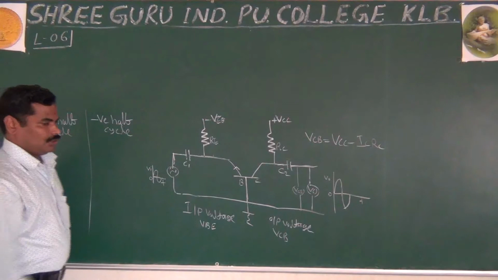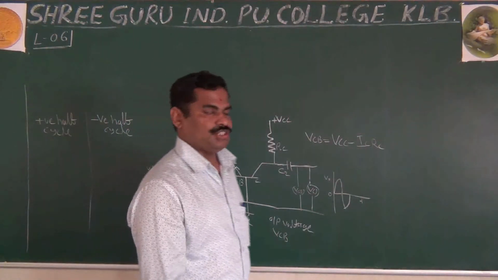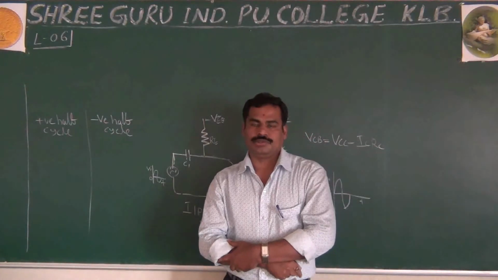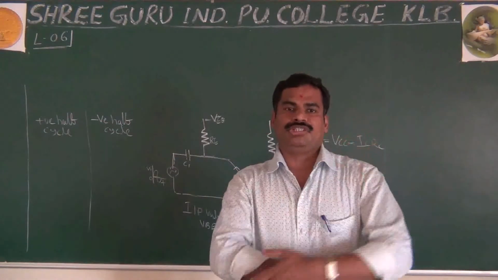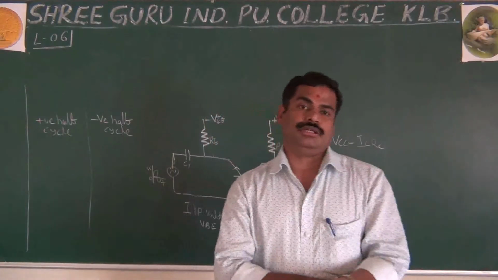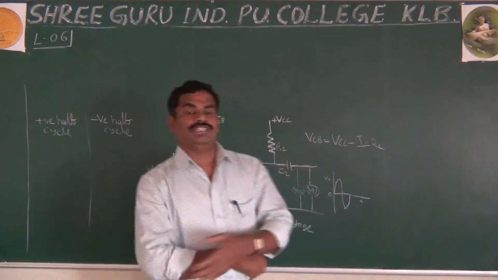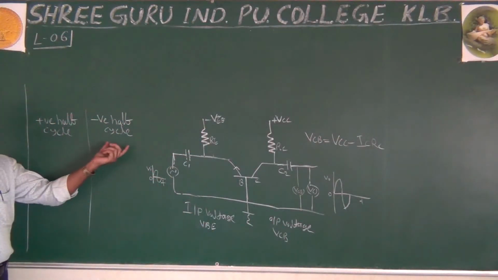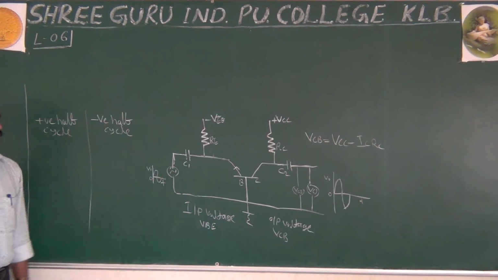Look here, as you know already, you are applying the AC signal, and that AC signal has the positive half cycle as well as the negative half cycle. It means whenever you explain any amplifier, it will be common base, common emitter or common collector. First, we have to explain what is the effect of the positive half cycle and what is the effect of the negative half cycle on the output.